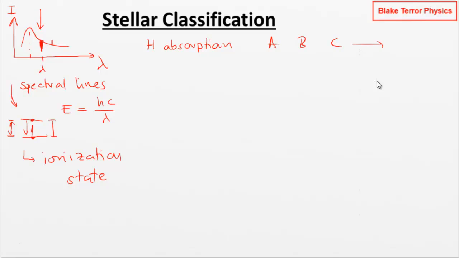So you've got this lettering system, which went down to about O, I think, and then they kind of ran out of the need to keep adding more letters on. So this is weakening hydrogen absorption lines.